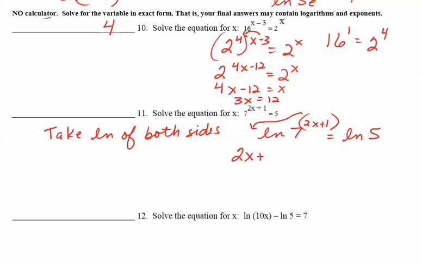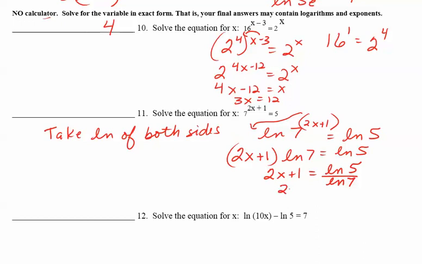So now we have 2x plus 1 times the natural log of 7. And remember, the natural log of 7 is just some number. So now I'm going to solve for x. I'm going to divide both sides by that natural log of 7.